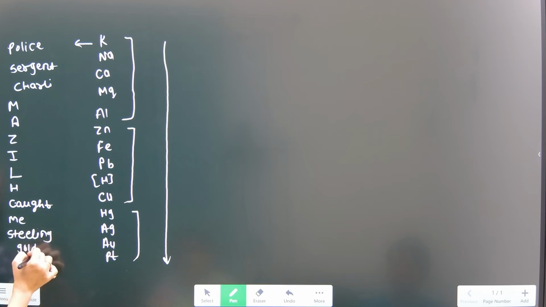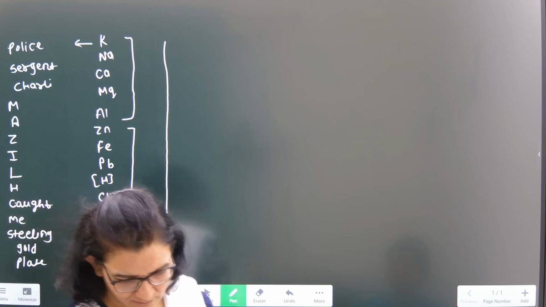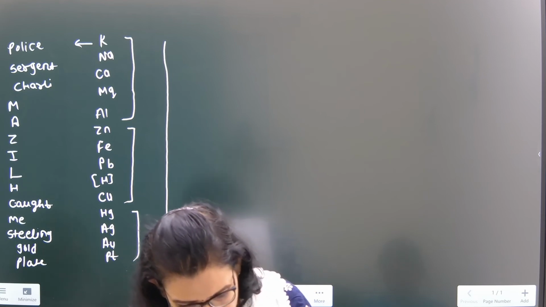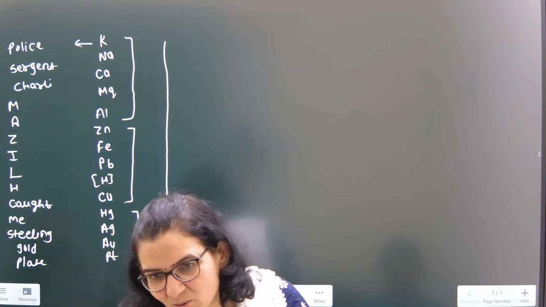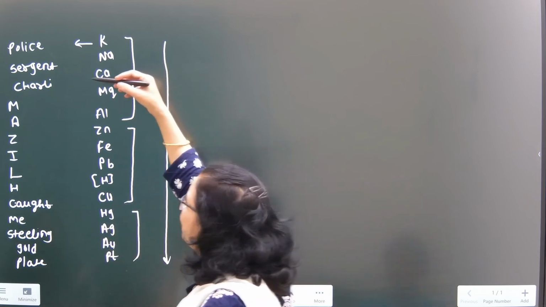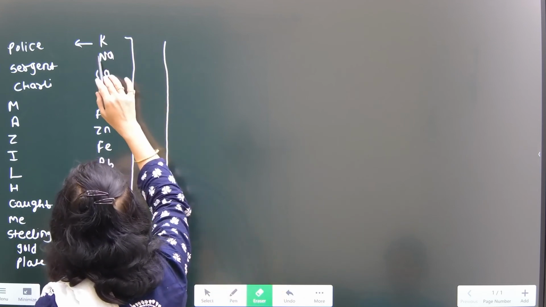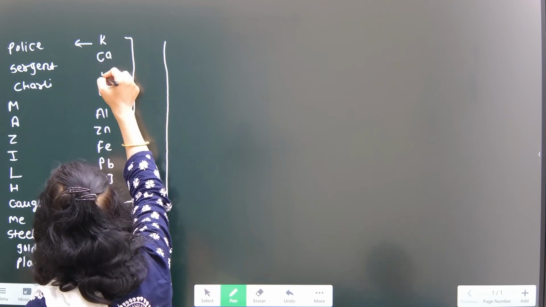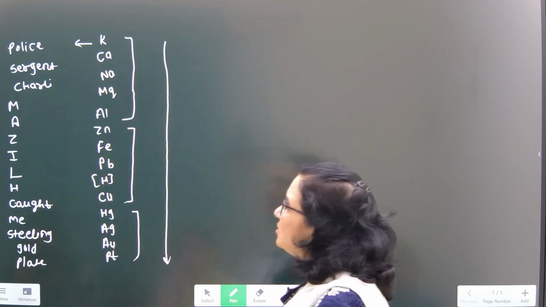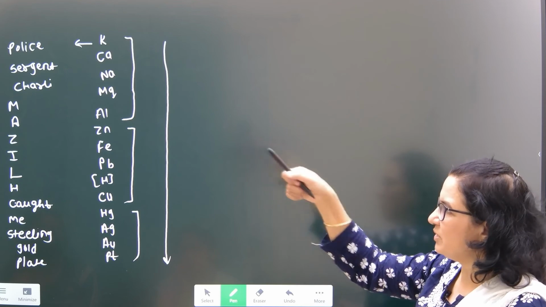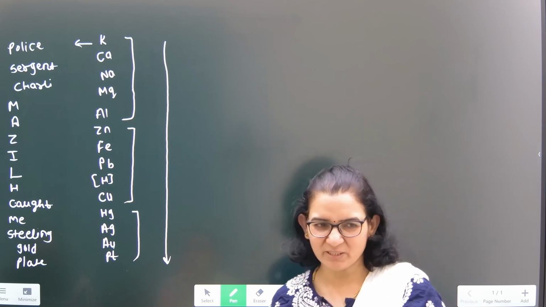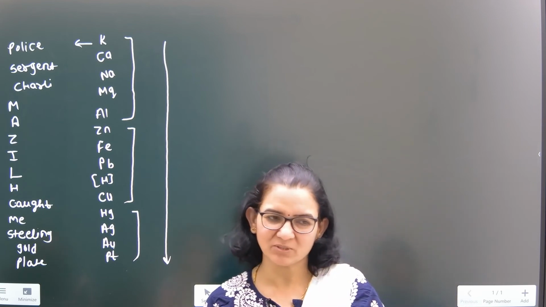No, it is Na and then Ca, no? In metallurgy, the reactivity series has Ca first and then Na. Yes, in metallurgy it is reversed a bit, otherwise it is correct. The police surgeon version is the correct one, with Ca first. So: police, Charlie, surgeon, Mazel caught me stealing gold plate. Remember it any way you find easy, whatever you feel is easy, you can remember that way.